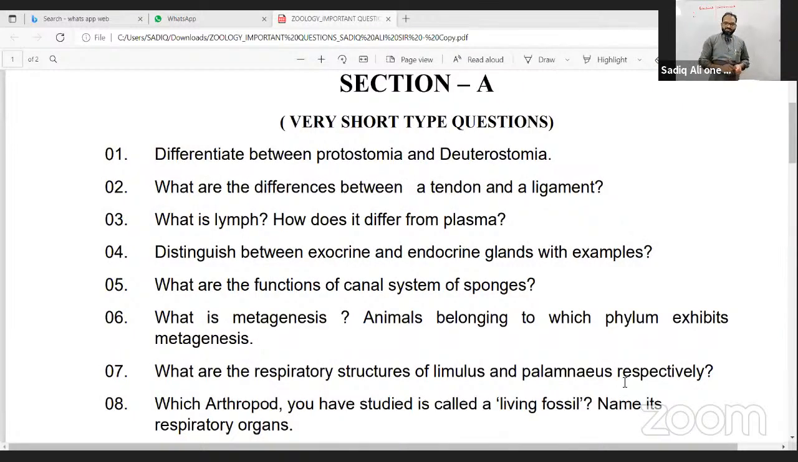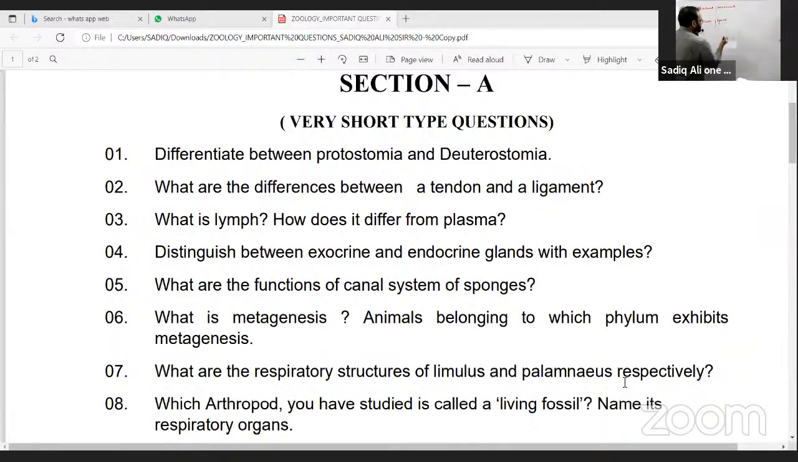What are the differences between ligament and tendon? Students, even this is a very important question. Ligament and tendon come under the category of dense connective tissue. Point number 1. You have to make the tabular form again like this: tendon one side, ligament one side.